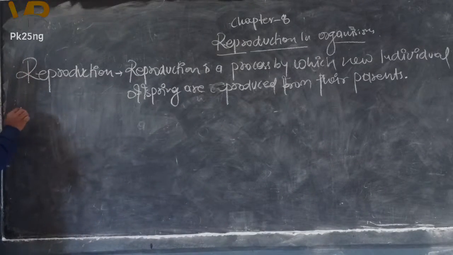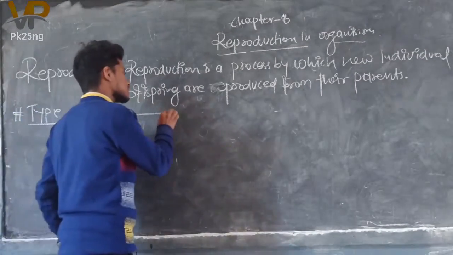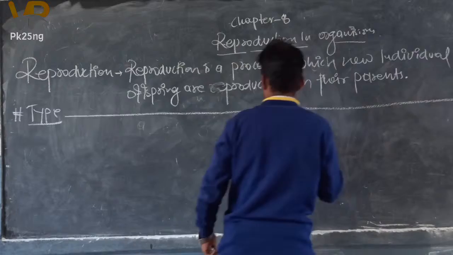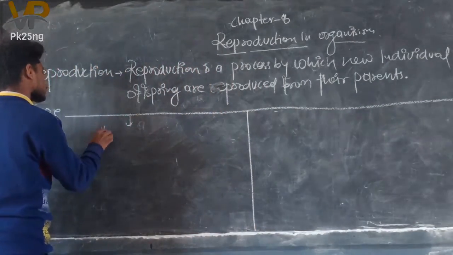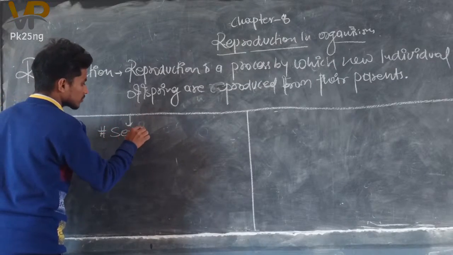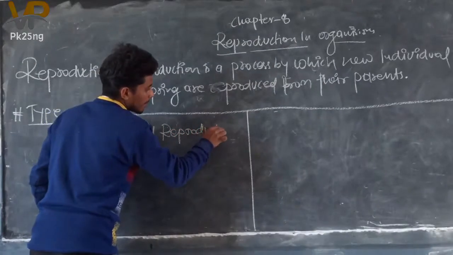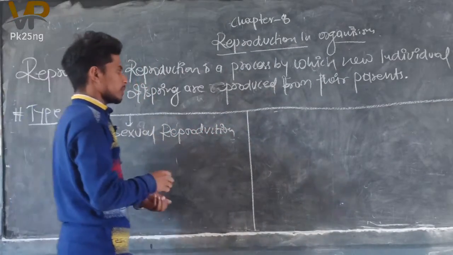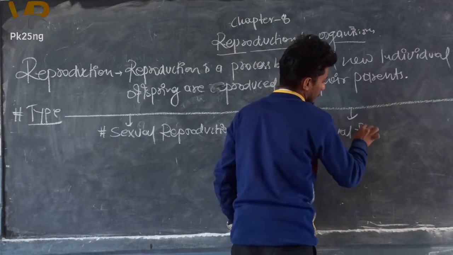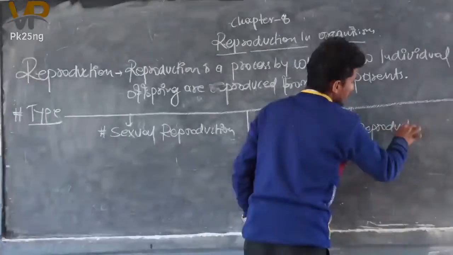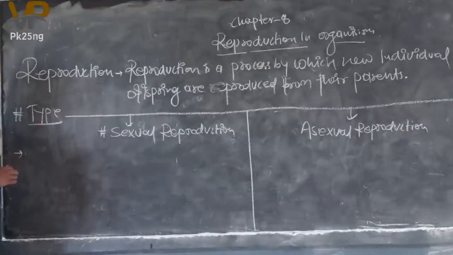Now, the second heading is the types of reproduction. In the types of reproduction we have discussed two different kinds. In this table, the first column is sexual reproduction, and in another column we write asexual reproduction. Okay, now in sexual reproduction what do we write?